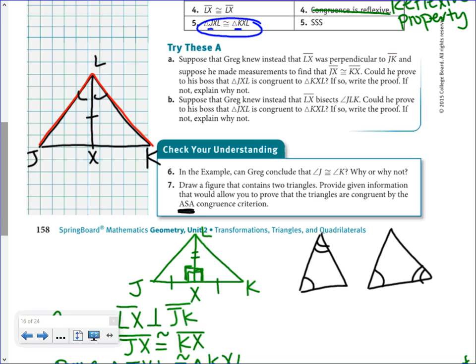This is a specific order, angle, side, angle. So that means that the side has to go in between the two angles. So on the left triangle, its only option is to go there, and on the right triangle, the only option is for it to go there. Your triangles wouldn't have to look exactly like that, but that's just how I chose to draw them. You just have to make sure the side included in between your two angles is the one that's marked as congruent. So now let's look at number 8.